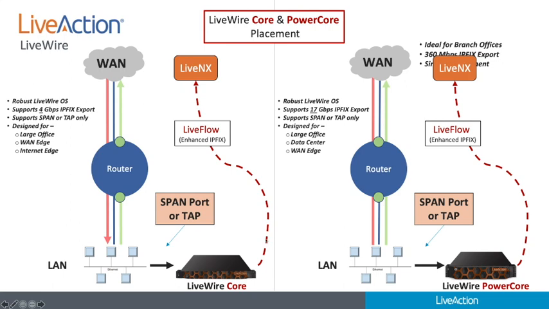These are the two devices. So the small device supports the inline deployment. The large devices only support span or tap. And then this is the LiveWire Core, and this is basically the same idea here. It connects to a span or a tap, stores the packets locally, and then also converts the packets to flow data and sends it to LiveNX. And then what you see on the right, this is the Power Core, which is the device that you can leverage in the data center.